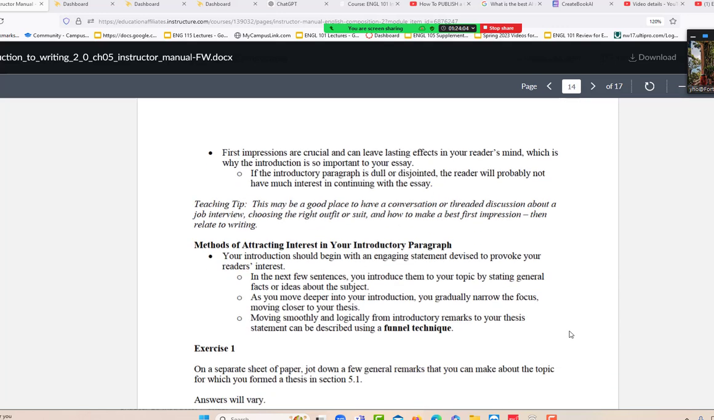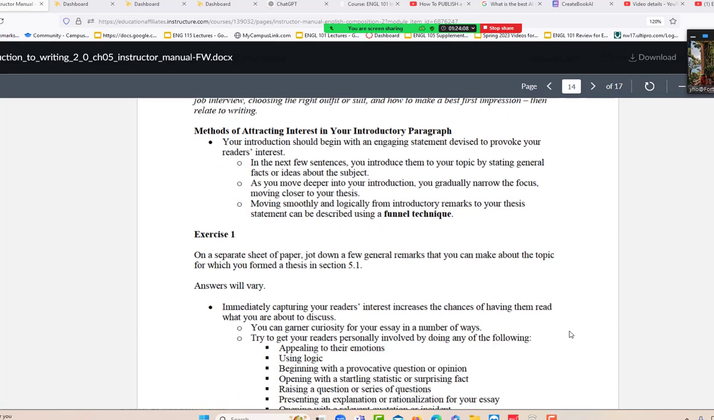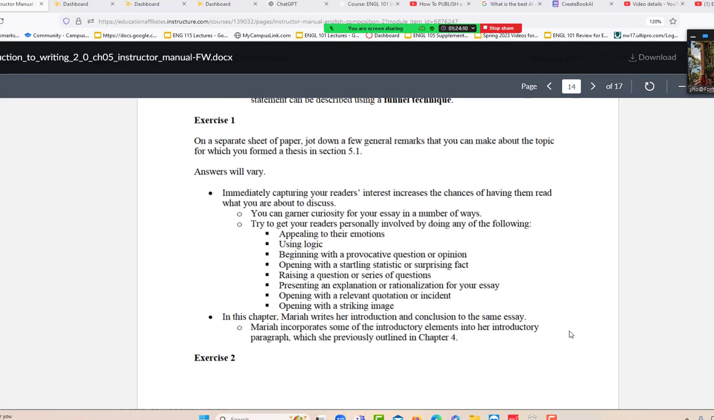Methods of attracting interest. That's the introduction. So when you write an introduction, you want to have a really good hook to grab the reader's attention. And then you have your background sentences that give context to your thesis statement. And so here are many different ways in which you can hook the reader.